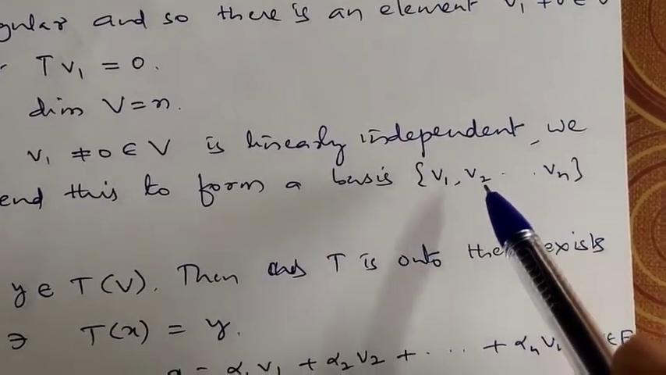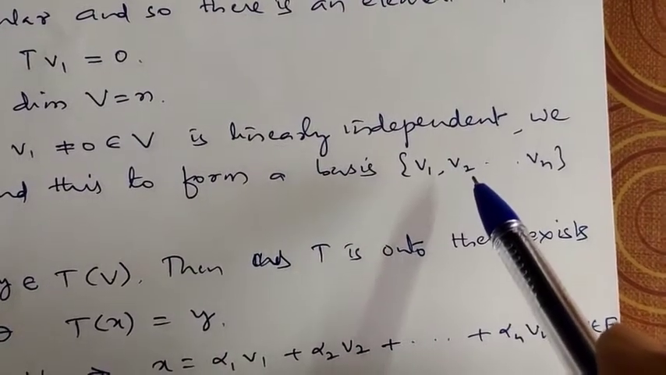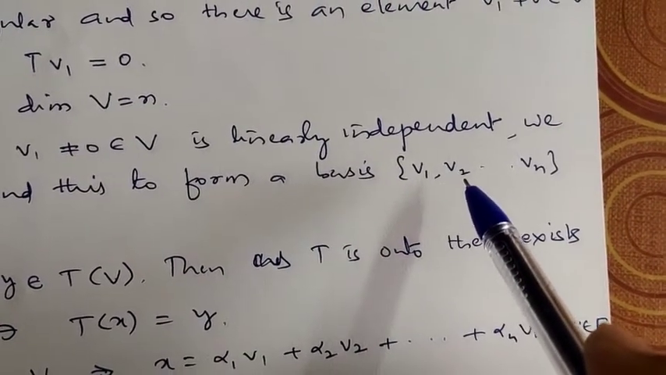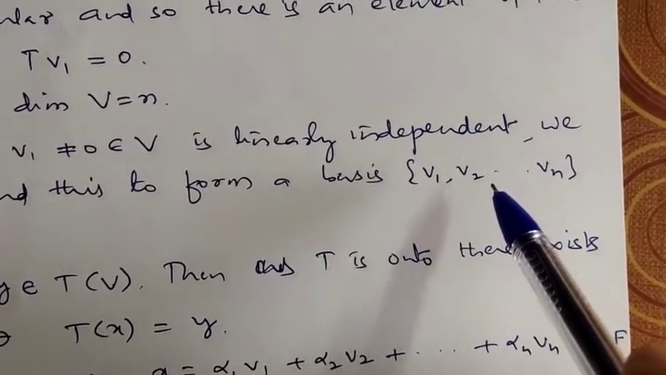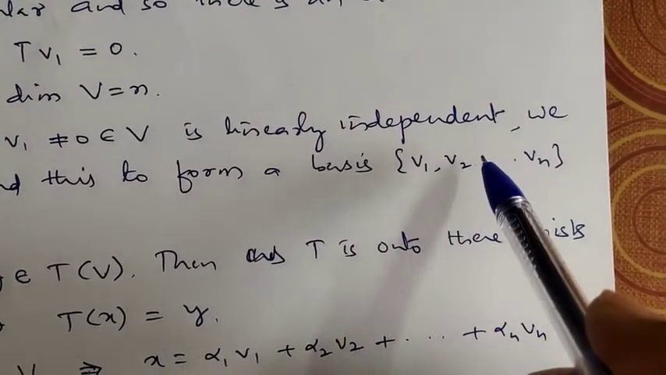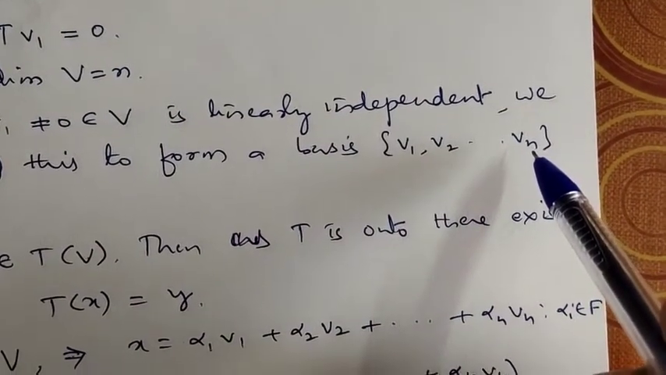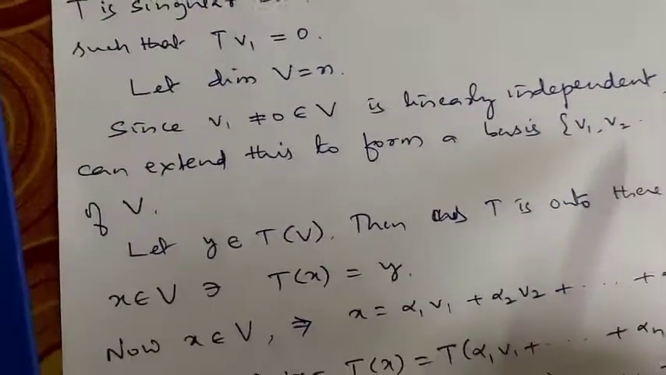How to construct this? You take V2, which is not in the linear span of V1, and you adjoin V2. Then we take V1, V2, and then some vector which is not in the linear span of V1, V2, and adjoin it like that. This is the maximum linearly independent set.